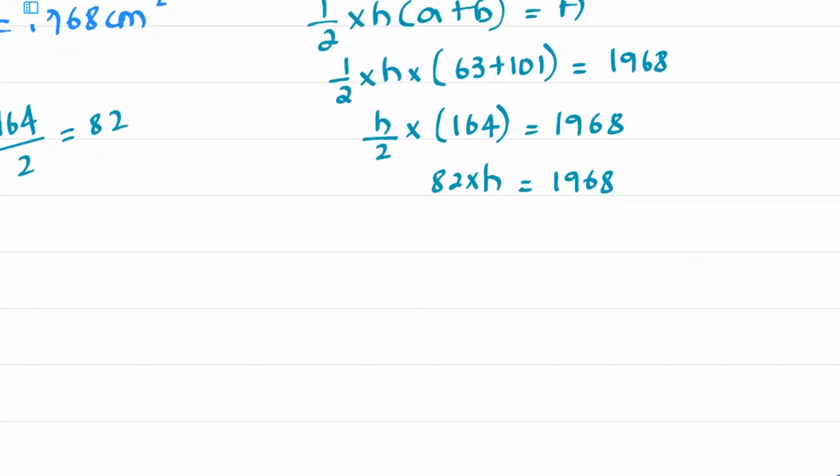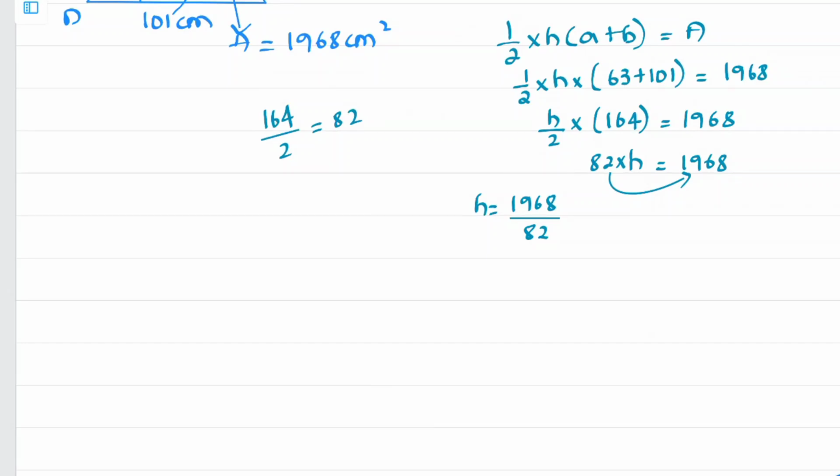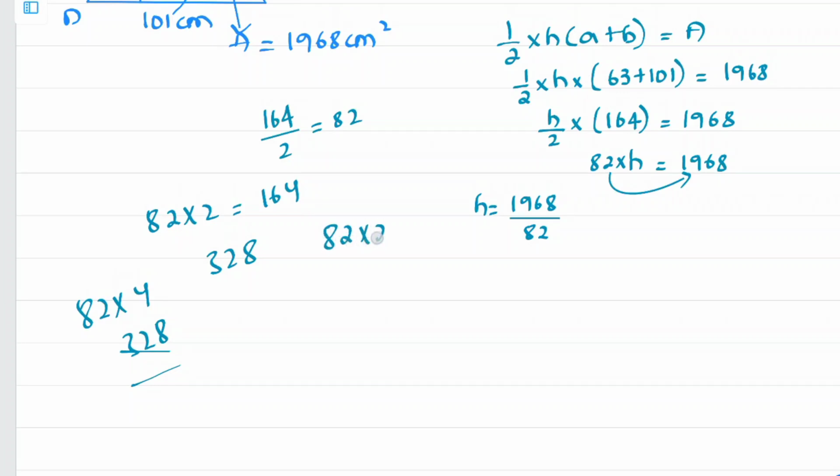Here it is multiplication. When you shift 82 to the right side, it will become 1968 by 82. So do the division. 82 into 2 is 164. And again, next 82 into 5. 328. 82 into 4 is 328. So that means 82 into 24.